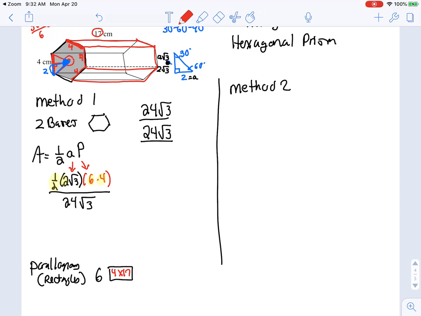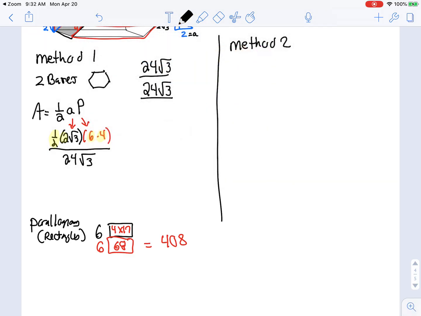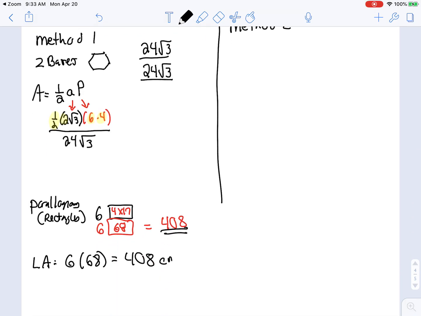If we do 4 times 17, that's going to give us an area of 68 for one rectangle, and then there are 6 of those rectangles. So 6 times 68, that's going to give us a total of 408. Okay, so now, what have we found? Remember that the lateral area is only going to be the 6 rectangles. Well, we've already found that. The lateral area is going to be the 6 times 68, which was a total of 408. And it looks like this one did have units of centimeters squared.